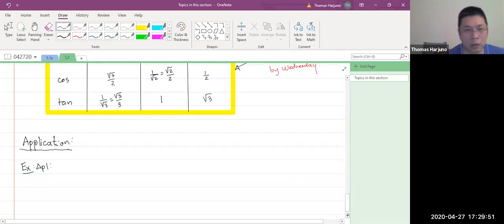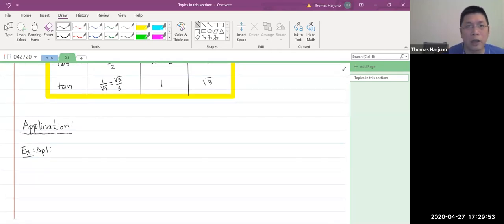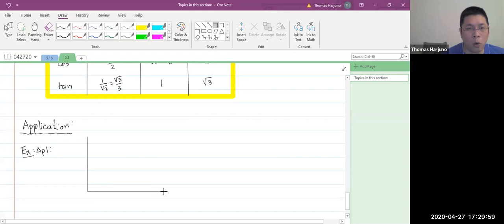Suppose I have a ladder leaning toward a wall. Let's say this is my ladder here. And I know that the angle formed here is 60 degrees, let's say. Now suppose when I measure from the base of the wall to the base of the ladder, this is 5 feet.